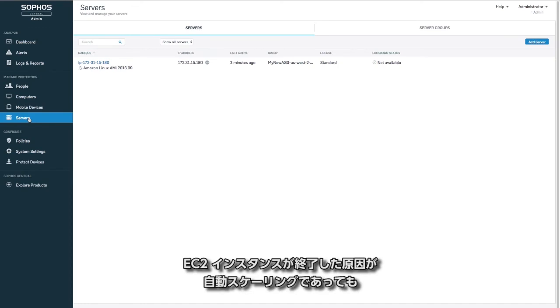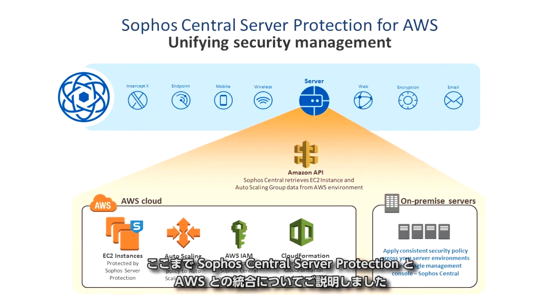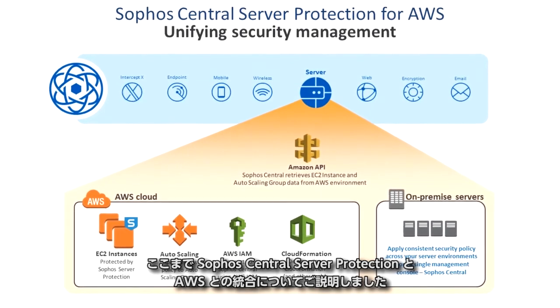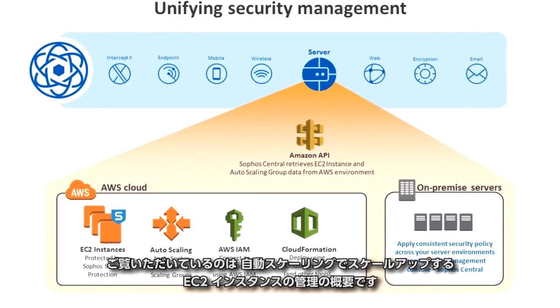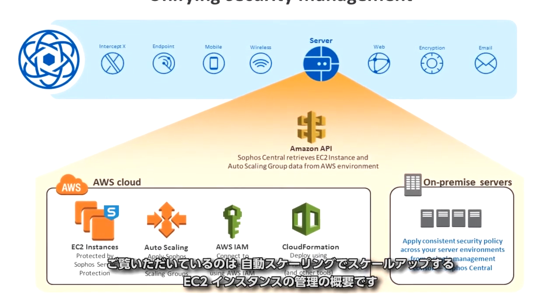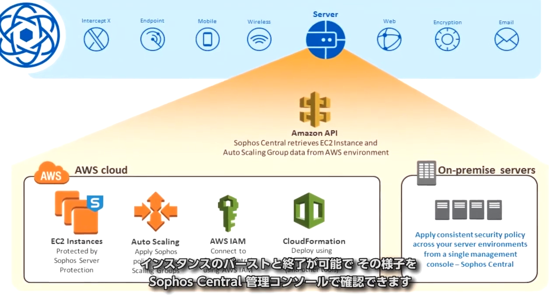This approach works regardless of how an EC2 instance is terminated, whether due to auto-scaling, continuous delivery model, or just manually terminated in the AWS console. So that's the integration between Sophos Central Server Protection and AWS. Here's an overview of the management of the auto-scaled EC2 instances that scale up and allow instances to burst and terminate with visibility within Sophos Central Admin.